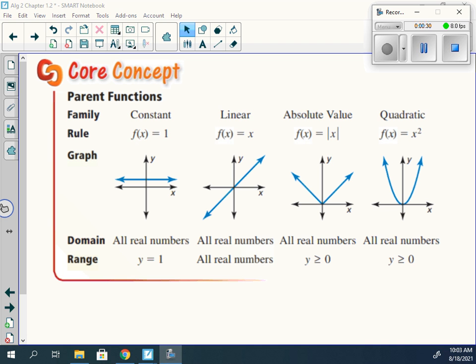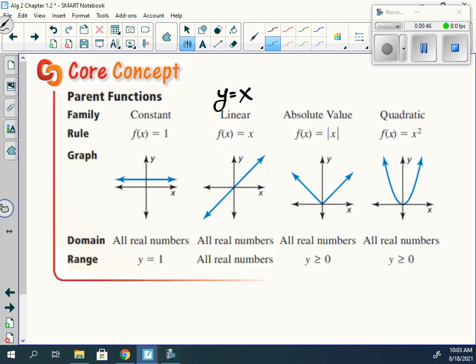So y equals 2x or y equals x plus 2 are all going to be in the family of linear functions. And y equals x, or f of x equals x, which is the same as y equals x, is going to be considered its parent. The reason they call it a parent function is because all the other types of that function can fall back to the parent itself. They look like it. They're similar to it.